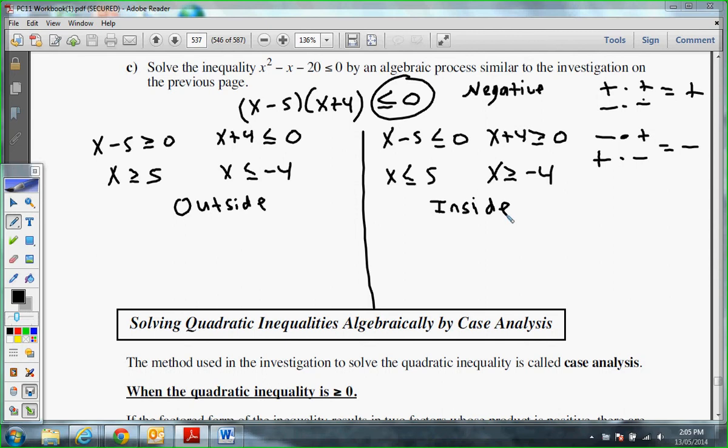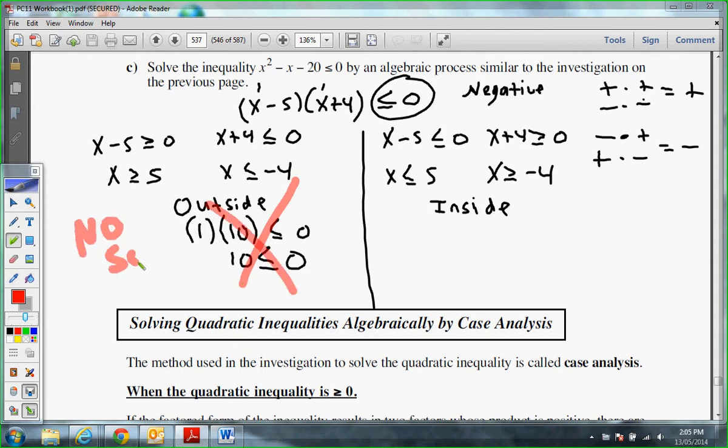So I'm going to find something. I'm going to take a number bigger than 5. I'm going to take 6. And I'm going to plug 6 in for x, right here and here, and figure out if it's a true statement or not. So 6 minus 5 is 1. 6 plus 4 is 10. 10 times 1 is 10. Is 10 less than or equal to 0? Absolutely not. So we will cross this out. This is my no solution section, or just this was not the right answer.